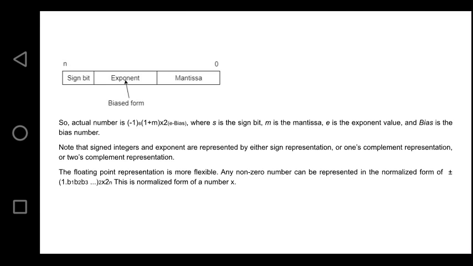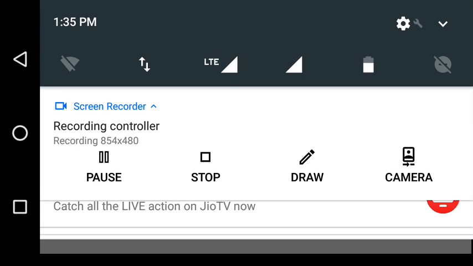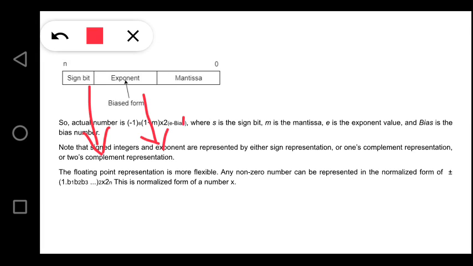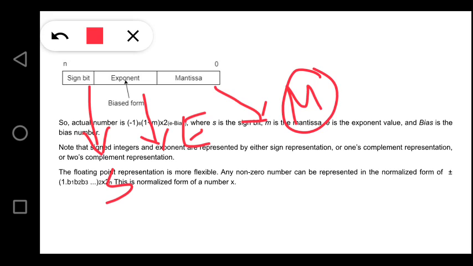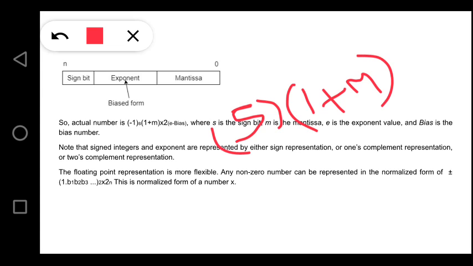So this is about the sign bit. This is called exponent. This is called mantissa. So this is called sign bit. This is exponent part. This is called mantissa. So the actual number is sign bit, and 1 plus mantissa or 1 dot m into 2 power e minus bias.